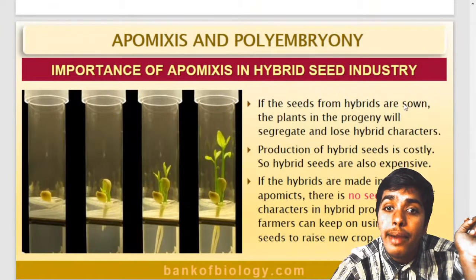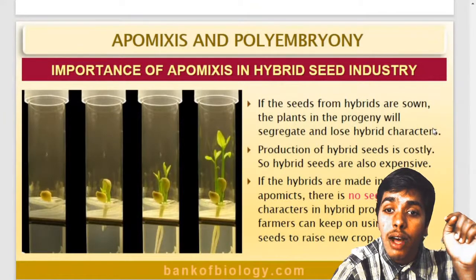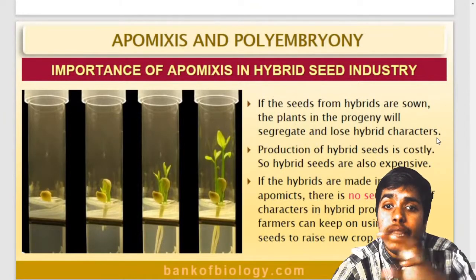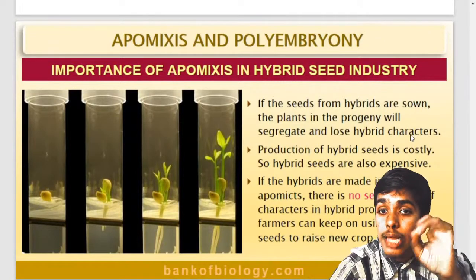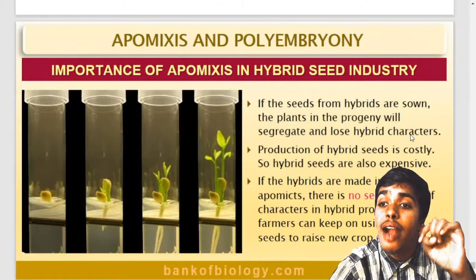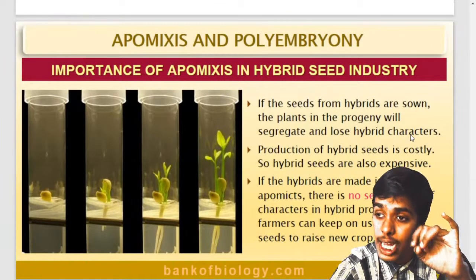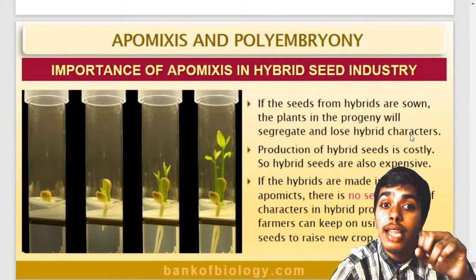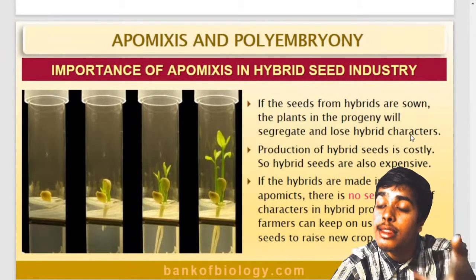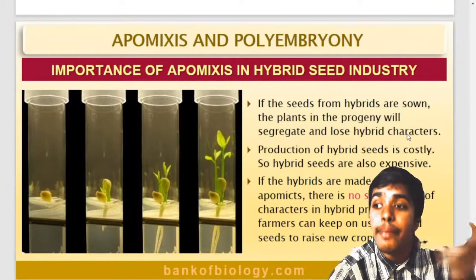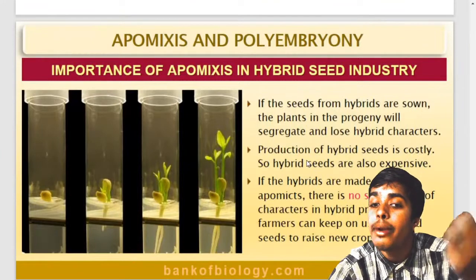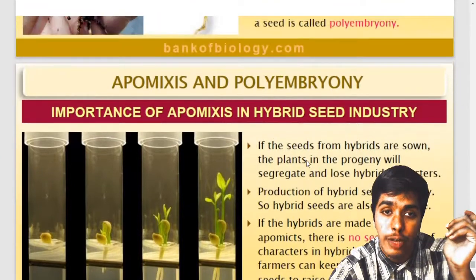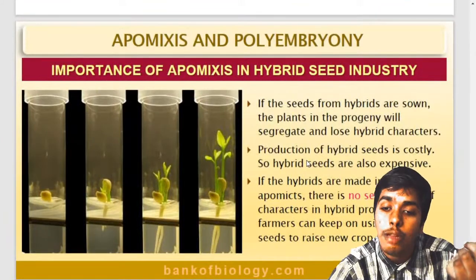If the seeds from hybrids are sown, the plants in the progeny segregate and lose hybrid characters. That means if we collect a plant that is a hybrid and from that we collect the seeds, the plants in the progeny will segregate, that means divide, and lose hybrid characters. Production of hybrid seeds is costly, so hybrid seeds are very expensive.